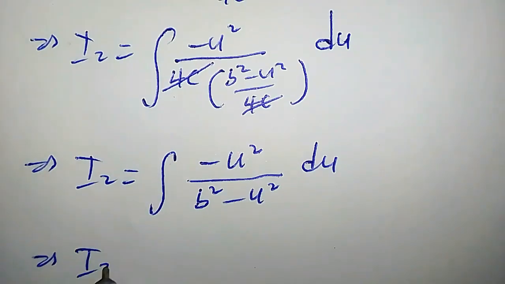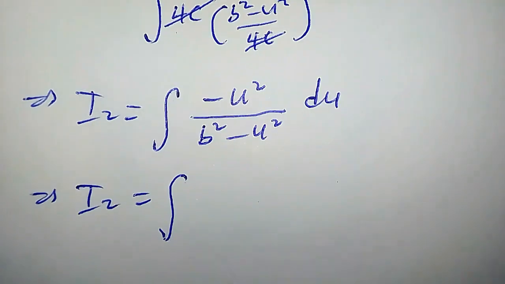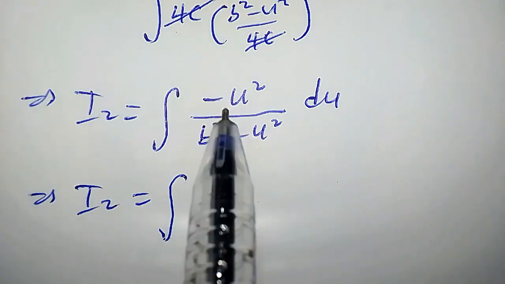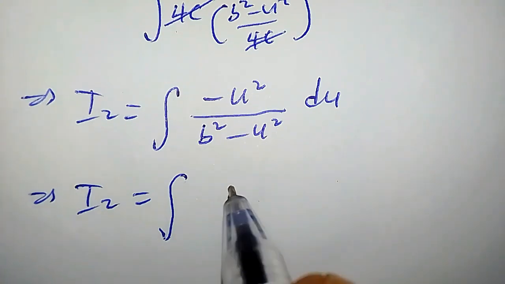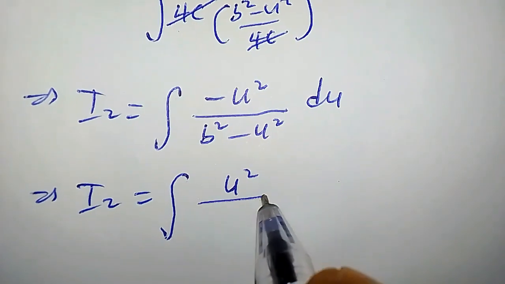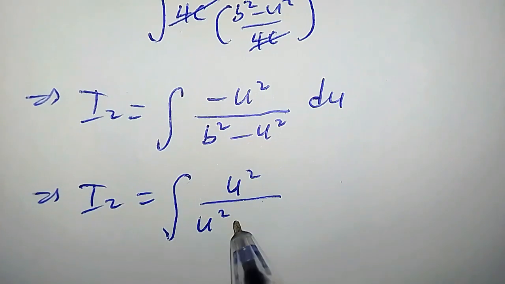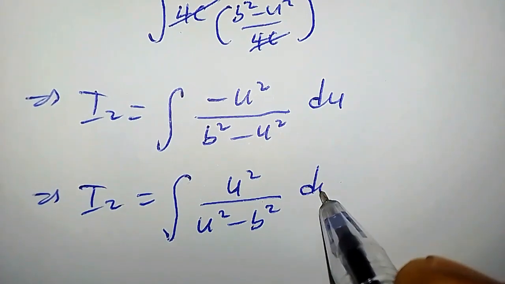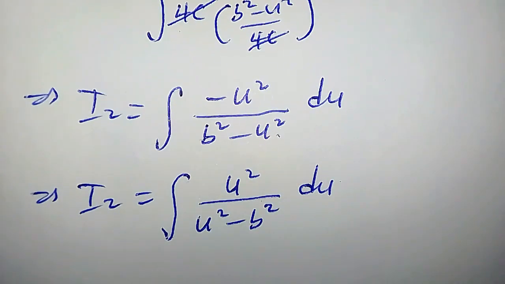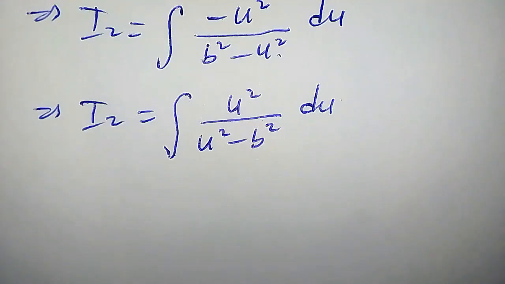So I2 is equal to the integral of, if we impose this minus sign at the denominator, we simply have u squared over u squared minus b squared du. That is the order we change. Let's proceed further. Now let us integrate this.